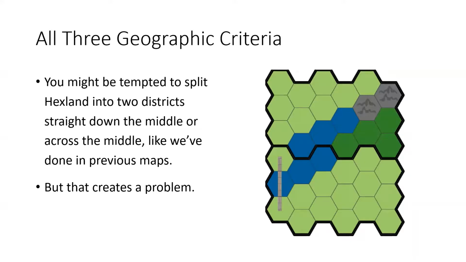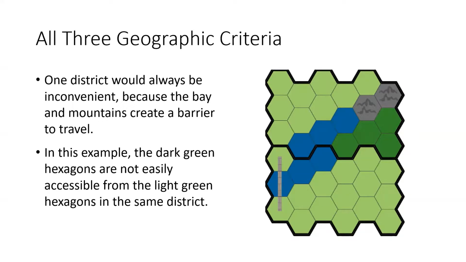You might be tempted to just split Hexland down the center like we've done in some of our previous maps, but that creates a problem. As you can see with this example, one district would not be convenient because the bay and the mountains create a barrier to travel. The same thing would happen if you try to split it up straight up and down as well.